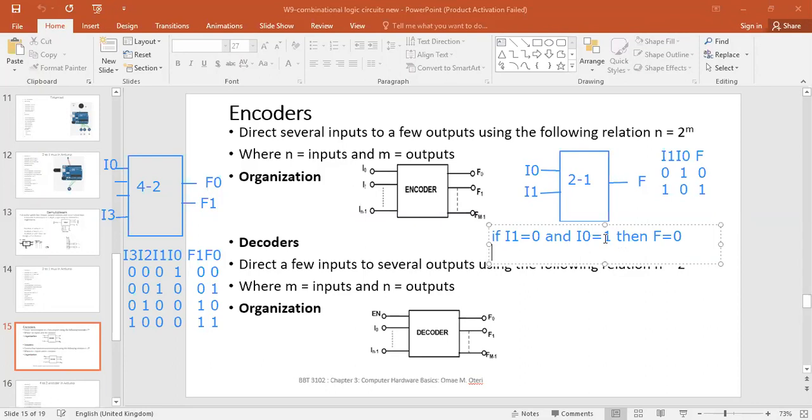What do you think should be the next line? The first line is: if I1 is 0 and I0 is 1, then F is equal to 0. Then what comes next? Else, I1 is equal to 1, I0 is equal to 0, then F is equal to 1.